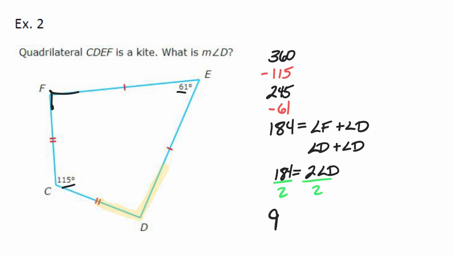And we get 92 degrees. Good way to check this one as well is to just add your four numbers up and see if they equal 360 degrees. So it would be 92 plus 92 plus 61 plus 115. Those numbers should add up to be 360 degrees, but that's another way of checking.